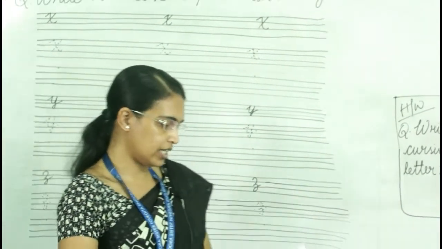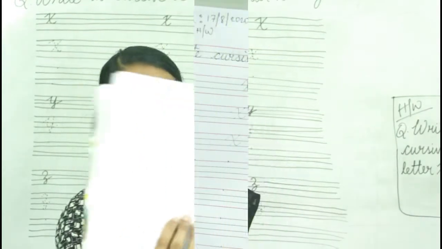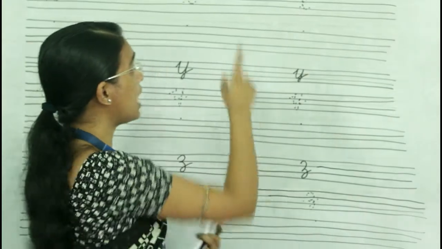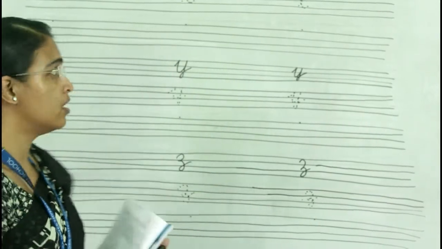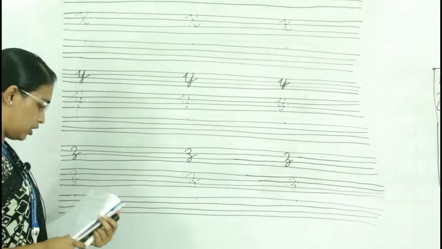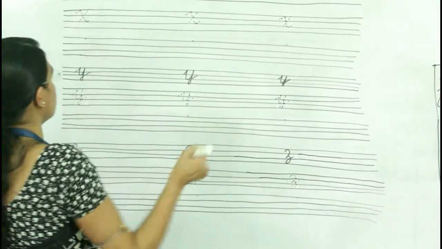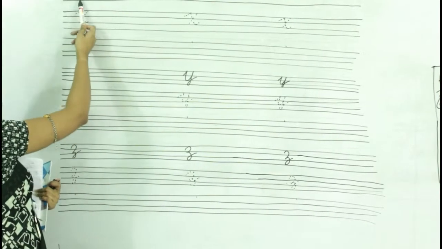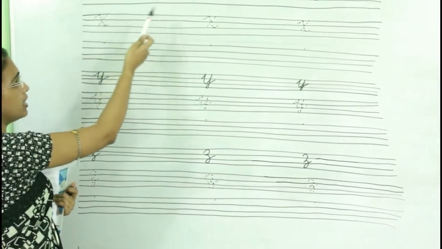So how will you write this in the copy? In this way. You have to write these letters on separate pages. I have already written on the board how you will write. First you have to write cursive capital letter X.